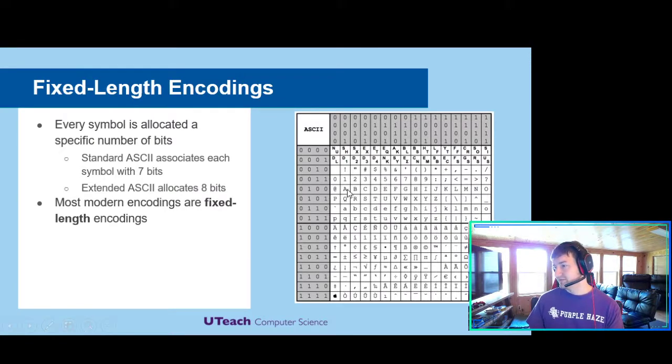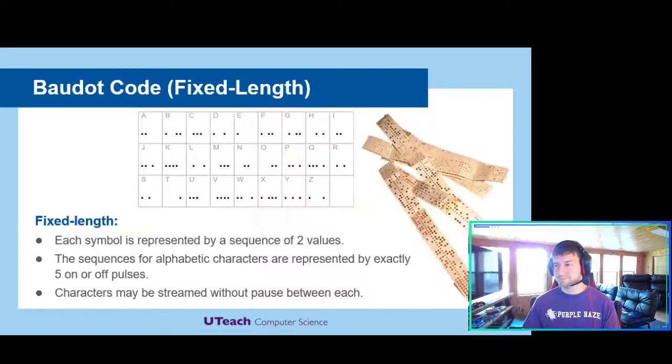For the letter A, you're going to have 01000001 to represent the A. So every single time, it's always the exact same length. It's a fixed length encoding. It takes 8 bits of information every single time, always, no matter what you're doing. Notice this, most modern encodings are fixed length instead of variable length. Another example would be the Baudot code.